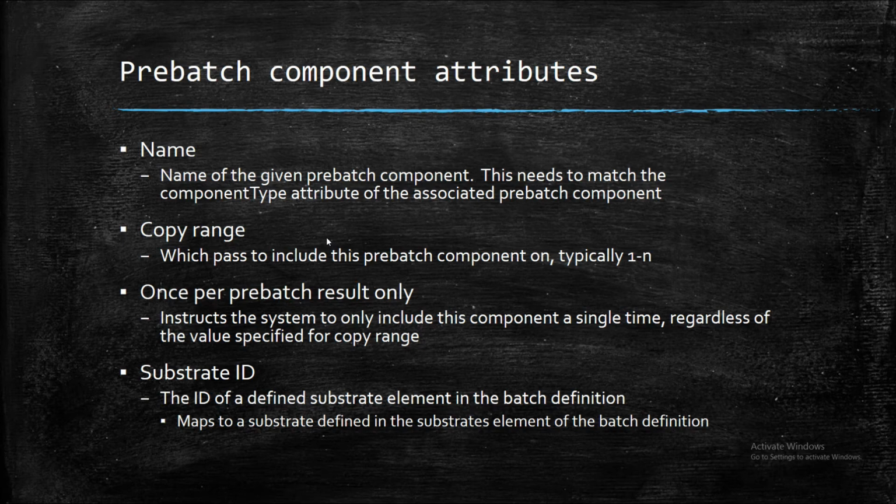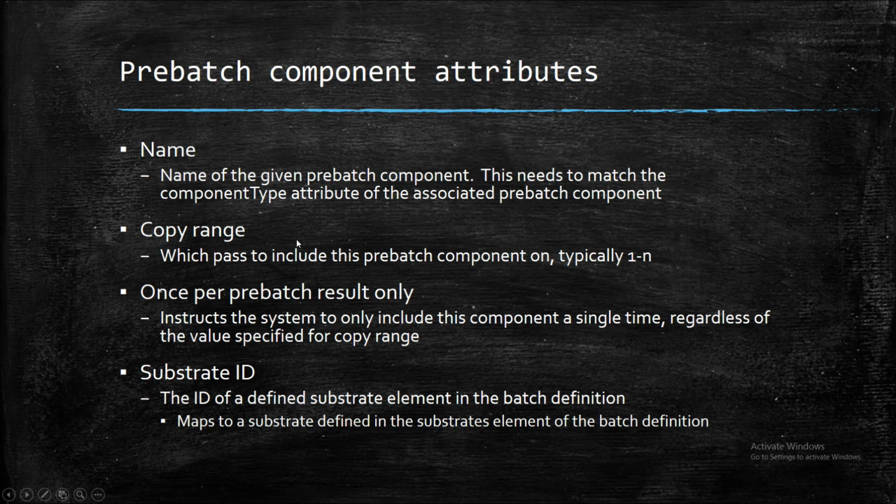Next, we have the copy range, and basically it specifies which pass to include this pre-batch component on, and that relates back to those pre-batch inputs that I spoke about a little bit ago. Typically, this is going to be 1 to n. I would say probably 99% of the time you're going to specify 1 to n, and if there is a situation where you wouldn't want to use that, you would probably know well ahead of time. So that's what we have for copy range.